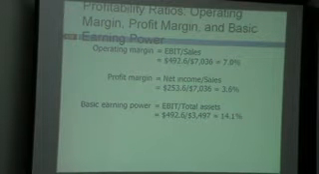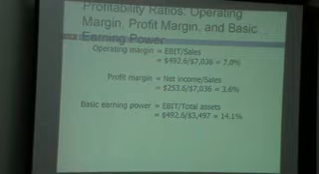And the last is basic earning power. Basic earning power is operating income divided by total assets. So in this case, basic earning power, BEP, you can write the abbreviation BEP. So basic earning power is 492.6, the earning before interest and taxes. Total assets are 3,497. So when we divide these two, BEP comes to 14.1%.